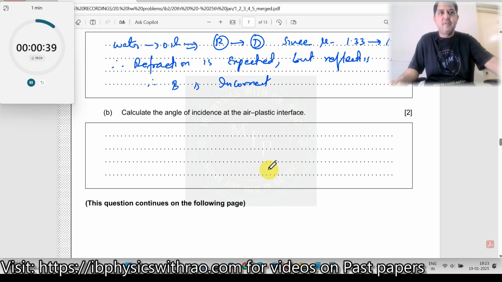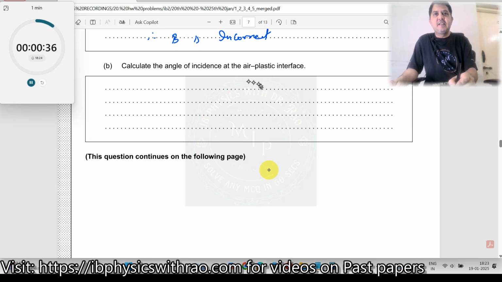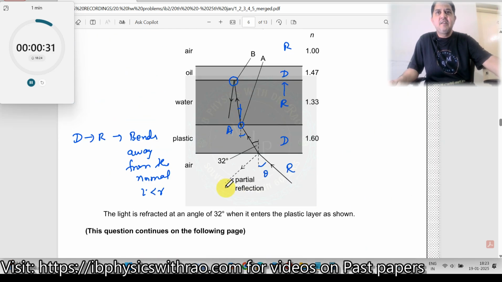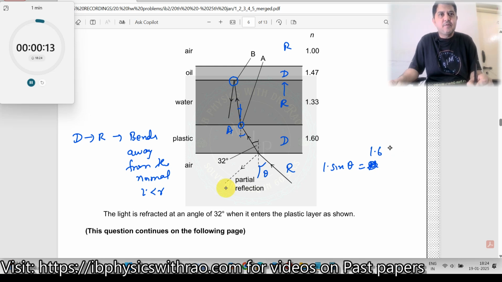Now the second one is also done. Then, calculate the angle of incidence at the air-plastic interface. Where is the air-plastic interface? Here. The angle of incidence is being asked, so I will apply Snell's law. I write 1 times sine theta equals the refractive index of this medium, 1.6, times sine 32. So sine theta equals 1.6 times sine 32.